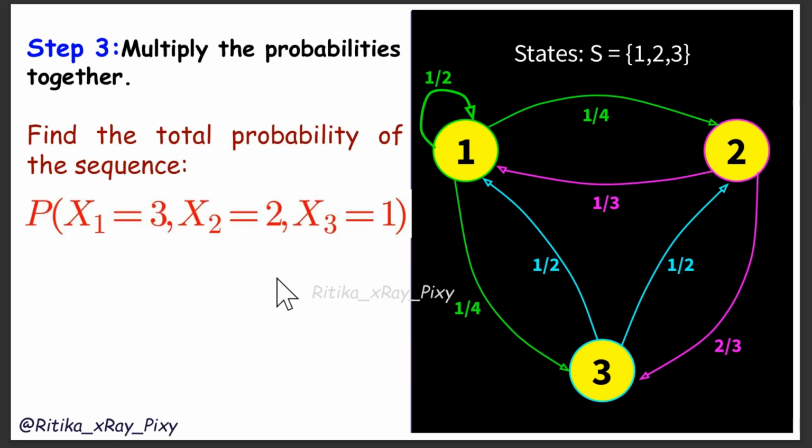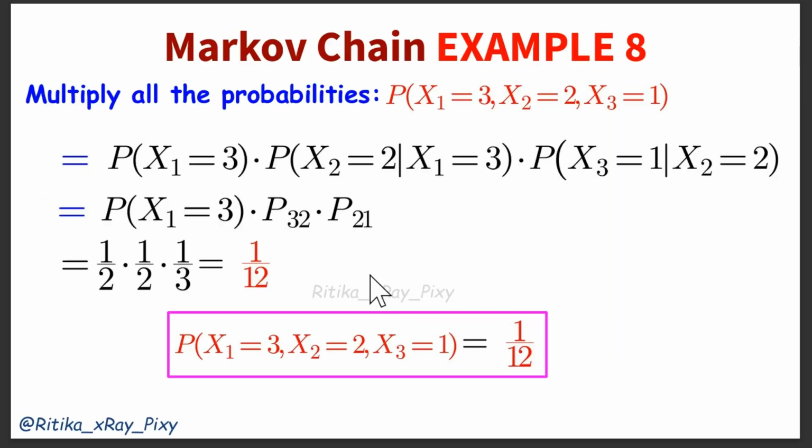Now we will multiply probabilities to find the total probability of the sequence, because of the rule of conditional probability in probability theory. Here we want to find the probability of the sequence of events: P(x1 = 3, x2 = 2, x3 = 1). At time t = 1, the system is in state 3. At time t = 2, the system is in state 2. At time t = 3, the system moves to state 1. So we will calculate it using the chain rule of probability.